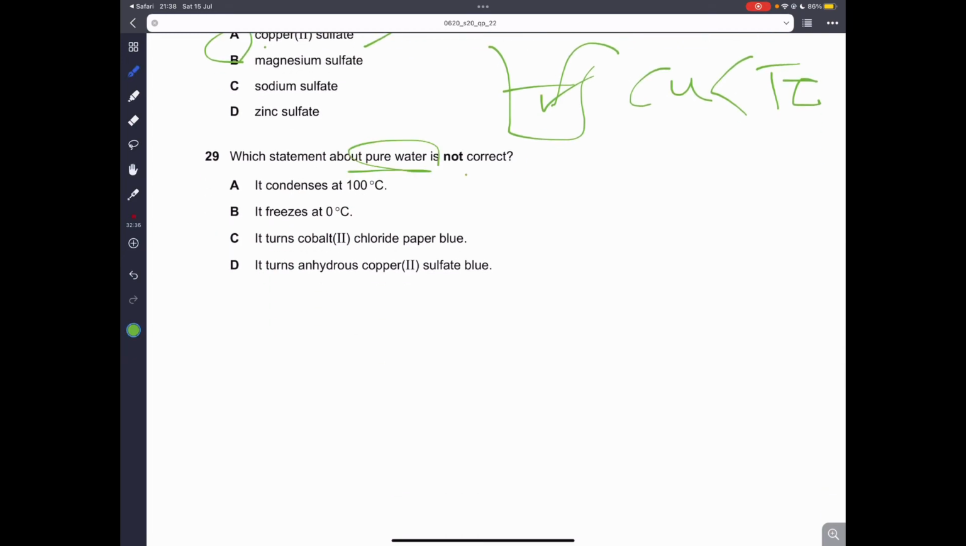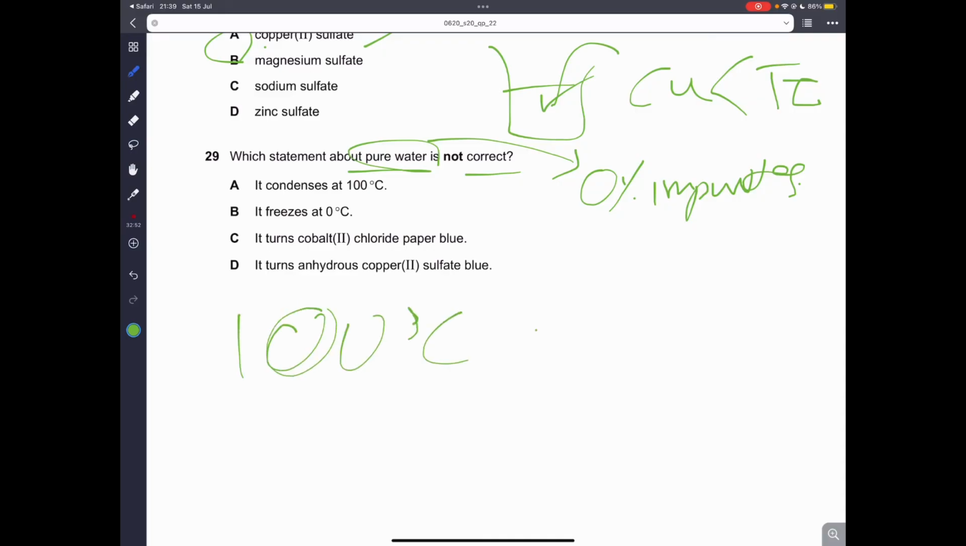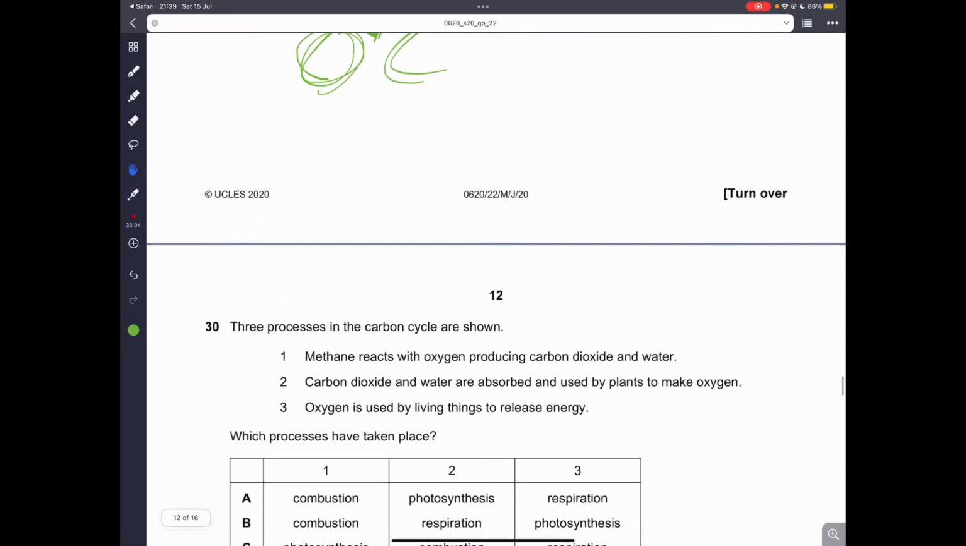29. Which statement about pure water is not correct? Pure water, remember, has no impurities, 0 impurities. So it means that you can check it by its physical properties. So it boils at a fixed temperature of 100 degrees, and it freezes at a fixed temperature of 0 degrees Celsius. So it freezes at 0 degrees Celsius, therefore B is the correct answer.